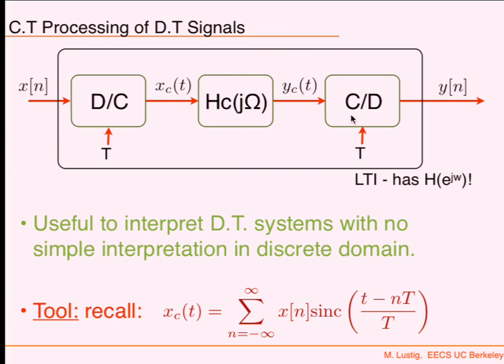Now, why do you even bother with this? I would bother with this because it was really useful to interpret some discrete time systems that have no simple interpretation in the discrete domain. But they're obvious when you think of what is their continuous time counterpart. Okay? So this is a really good tool. And the tool that we're going to use there is, what is upsampling and downsampling? How does this relate to the original signal?